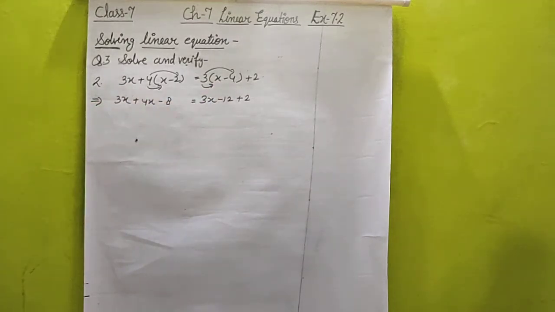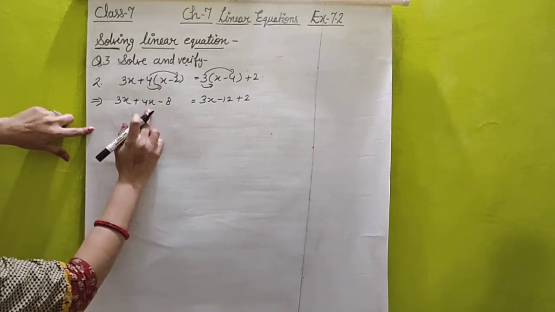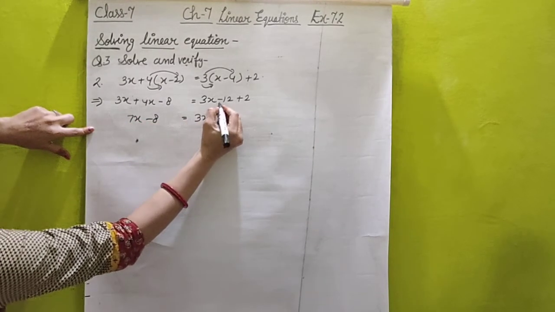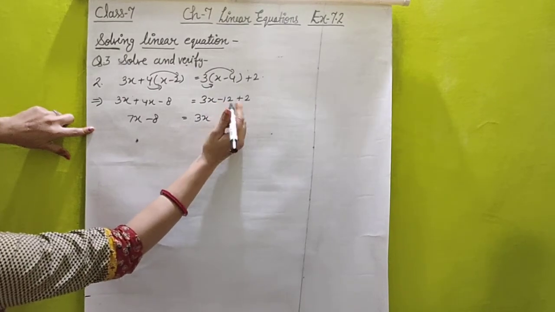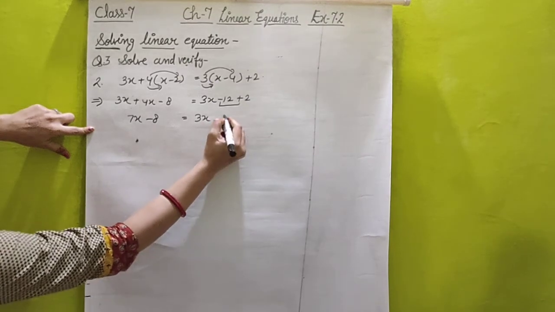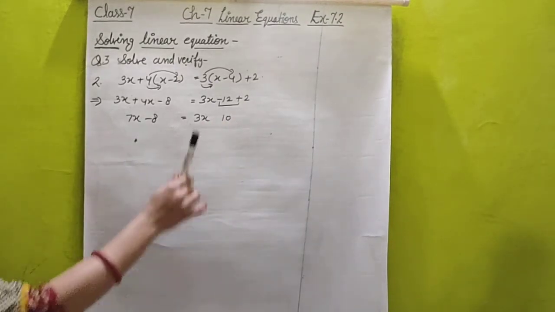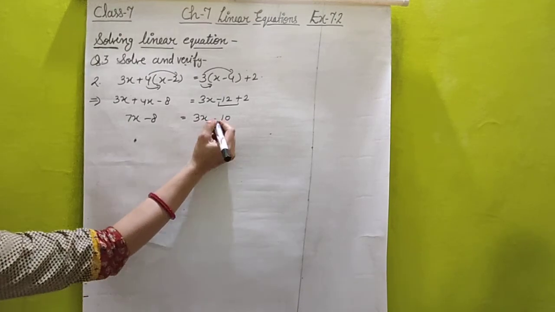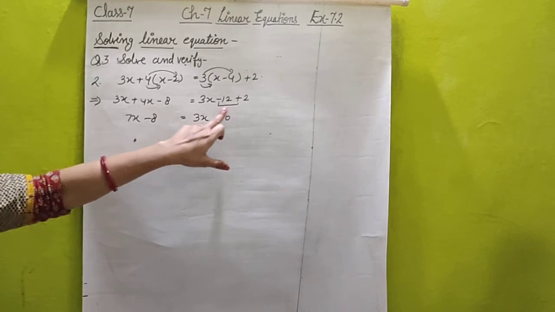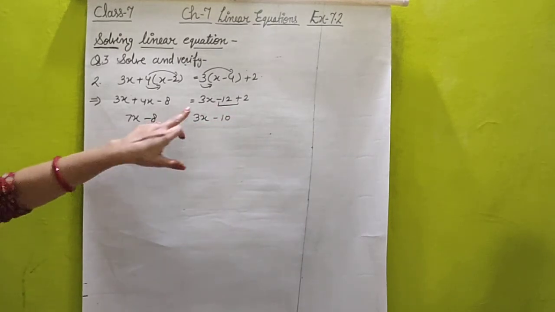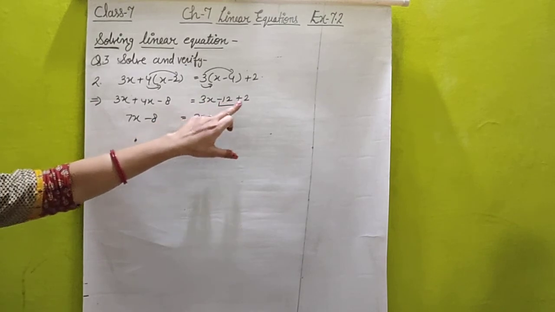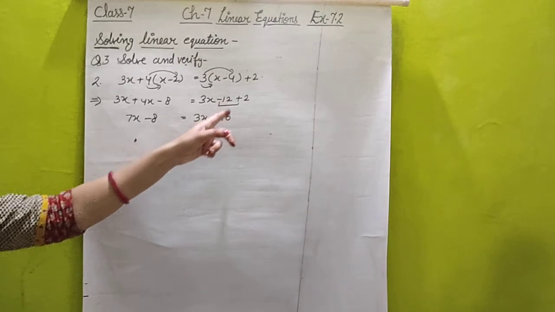3 fours are 12. Students, now 3x plus 4x is 7x minus 8 is equal to 3x minus 12 plus 2. Minus 12 plus 2: 12 minus 2 will be 10. And the sign of the greater number, meaning the sign of 12, will come in the next step. Minus and plus was given, so it is minus 10. Why am I not including 3x? Because 3x has a variable. And 12 and 2 are both constants. So constant numbers we will solve.